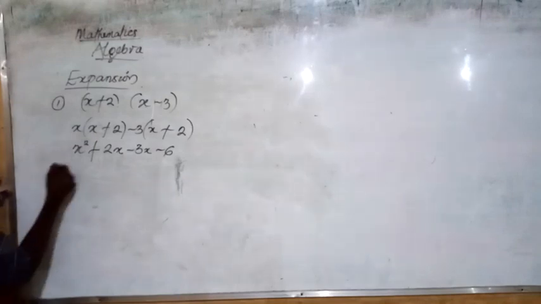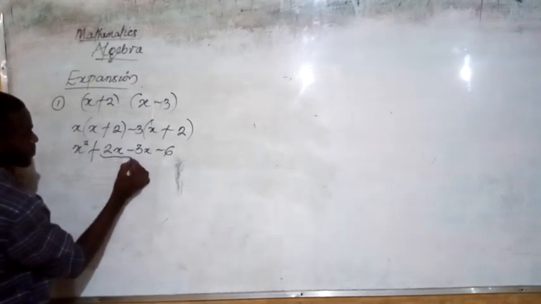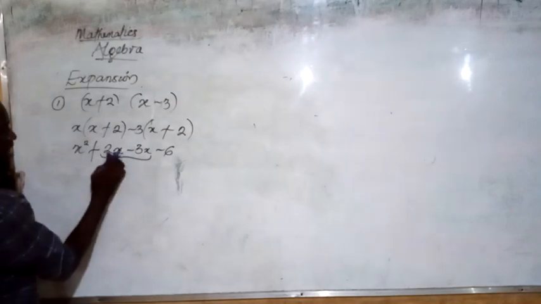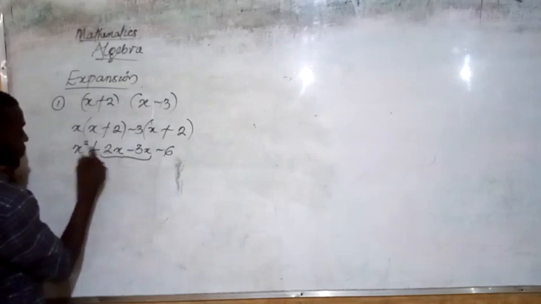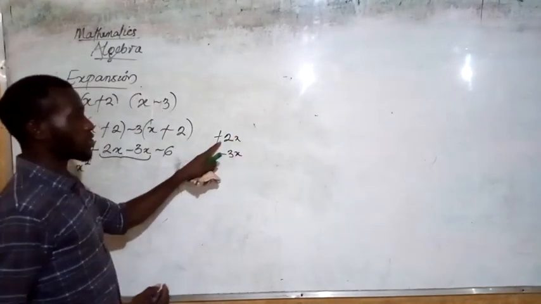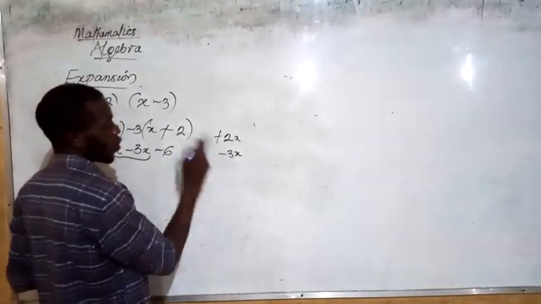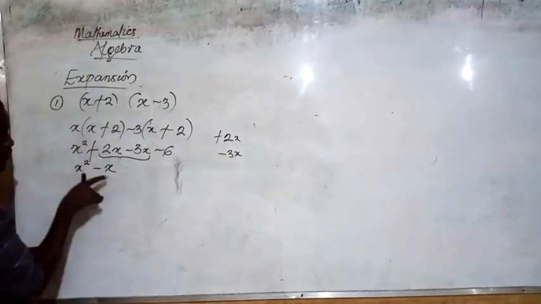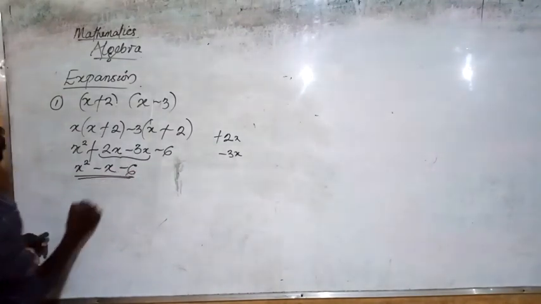So here, we are going to collect like terms. But looking at it, these are like terms already. They are already collected together. 2x and 3x are both carrying x in the first power. So we have x raised to the power 2. Now 2x minus 3x. You treat plus as what you have and treat negative as what you are owing. So if you have 2 and you are owing 3, you pay up your 2 and still owe 1. So that will be minus x. That will be minus 6. And this is going to be our answer.